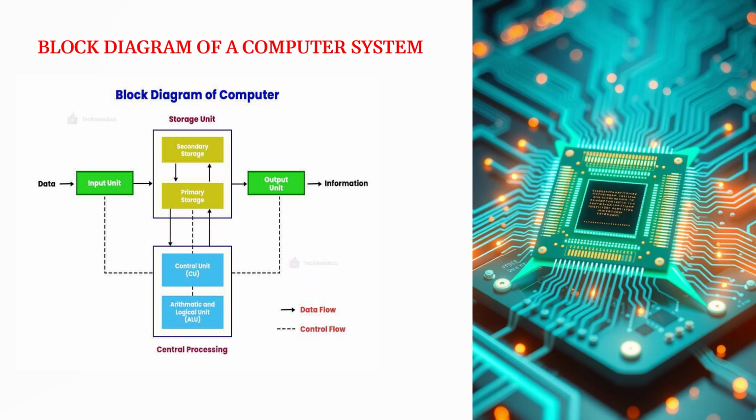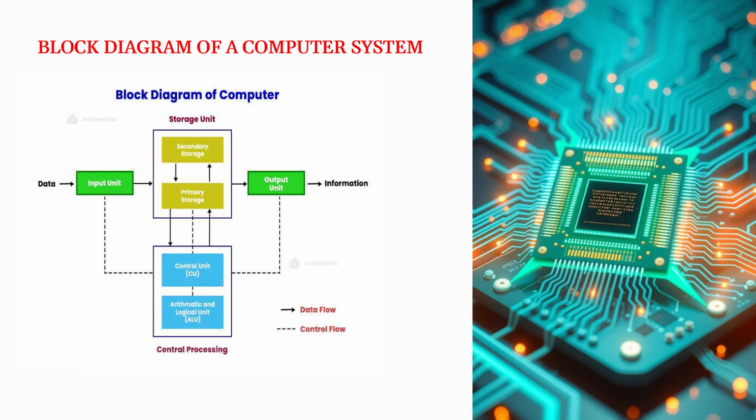Then go to the third unit, called the central processing unit. The central processing unit is the heart and brain of the computer system because it supervises all the components of our computer system.